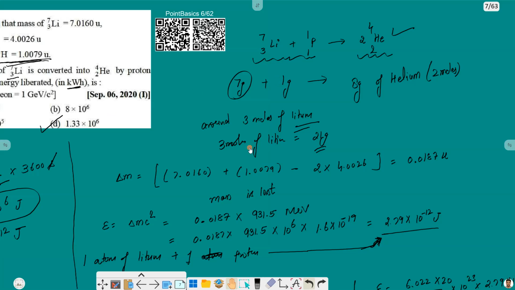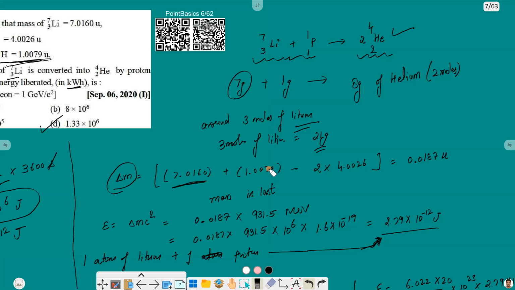So when we do the mass calculation, or the delta M calculation, where delta M is the change in mass, we take the total mass of the parent minus the total mass of the daughter. Now in the parent, we have taken the mass of one atom. You keep in mind here that 7.0160 is the mass of one atom of lithium.